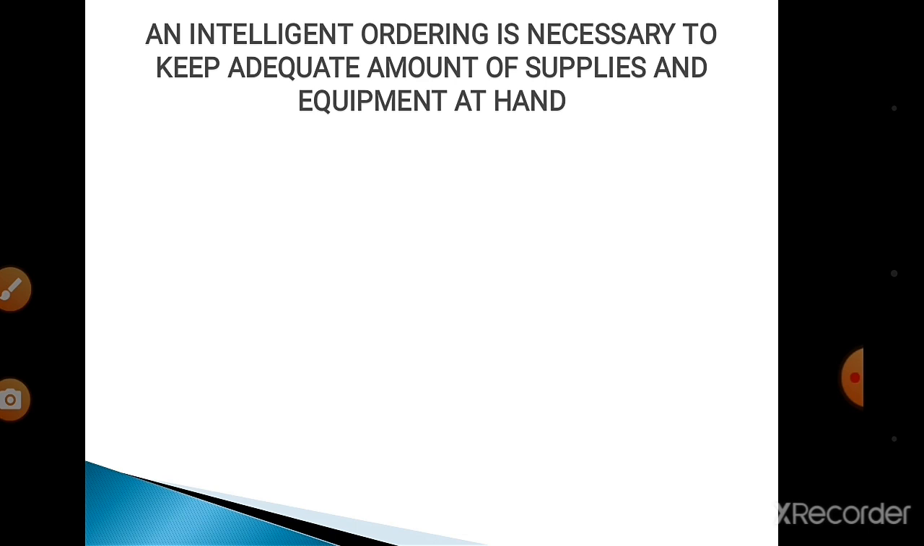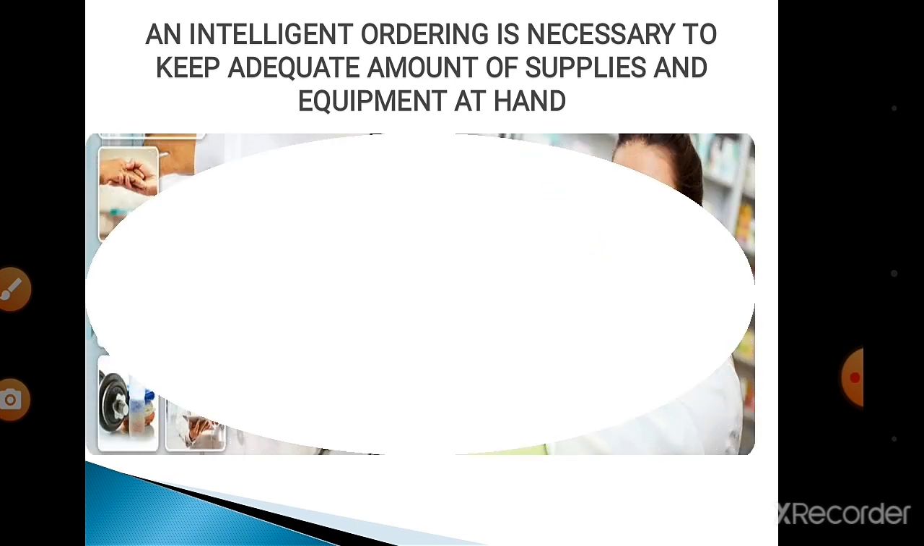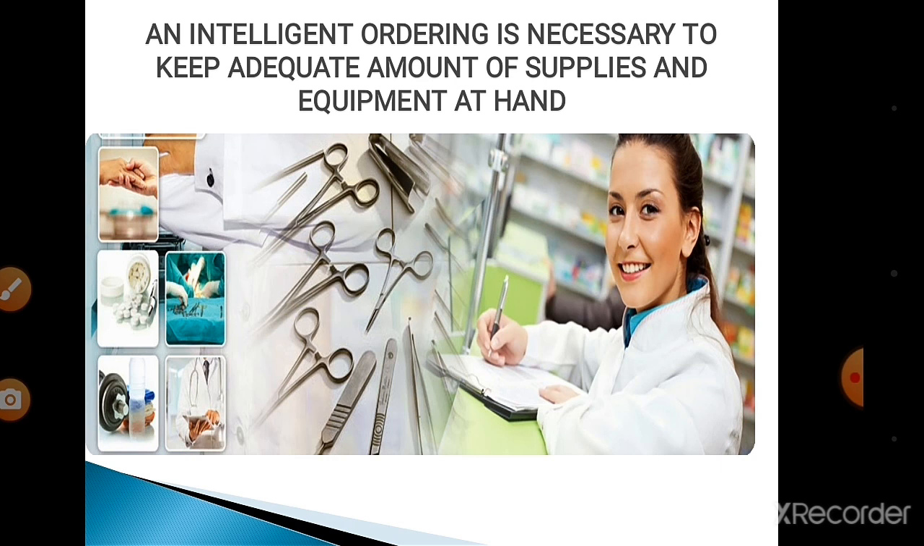Number 4 point is, intelligent ordering is necessary to keep an adequate amount of supplies and equipment at hand. Requisition is the written order of supplies and equipment or for their repair. Requisition may be handled by the head nurse or someone who is specifically delegated with the responsibility of handling supplies and equipment. Before writing the order, a systematic check needs to be made to determine the number which are at hand.